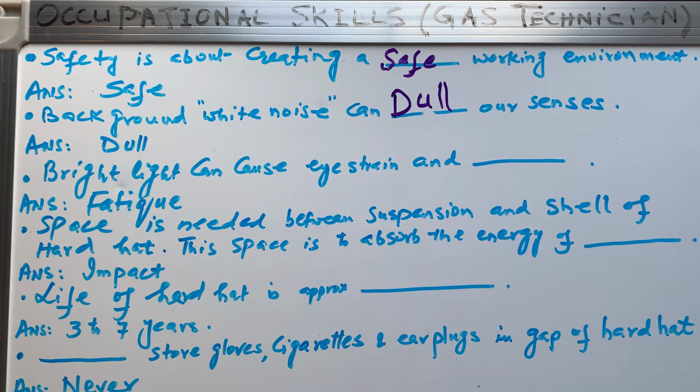And why do we call it white noise? It is analogous to white light, right? We say white noise because white light is a mixture of all wavelengths. When this noise is coming constantly to our ear while working on any project, whatever you are doing, it can dull your senses. So it should be a calm and quiet place while you are working. It should not be a noisy place, right? So we say dull our senses. Background white noise can dull our senses.